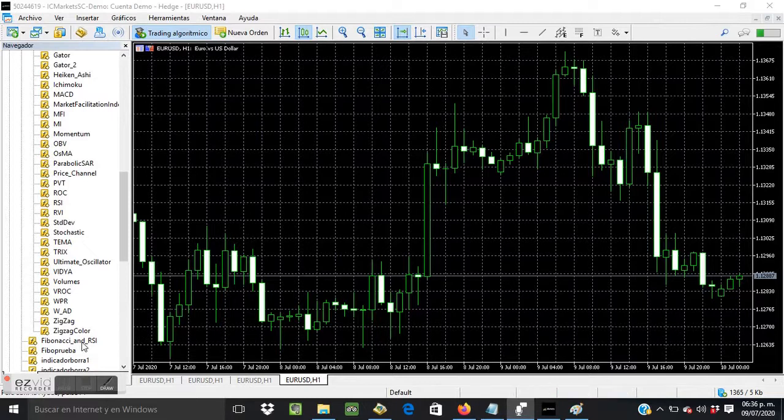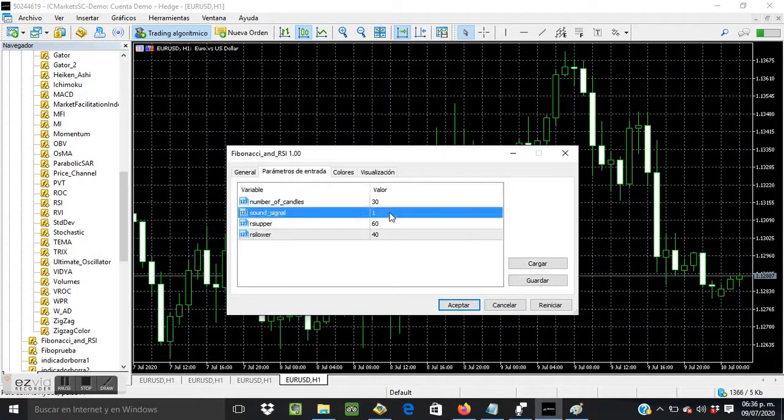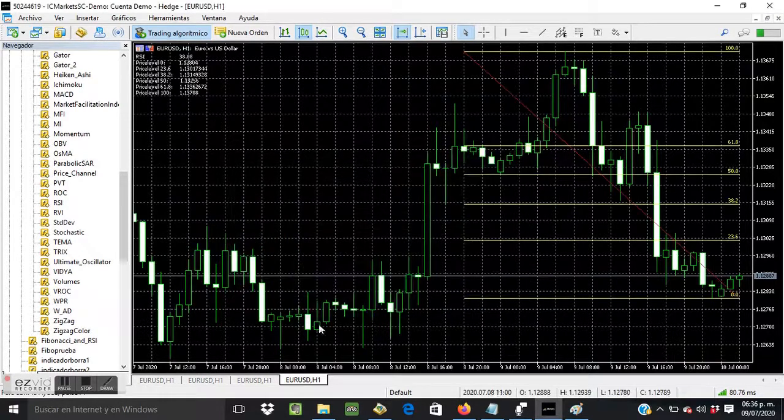The sound signal parameter. If you want the indicator to notify you that the conditions are met using an audible indication, set this parameter to 1. If you don't want sound signals, set this parameter to 0.